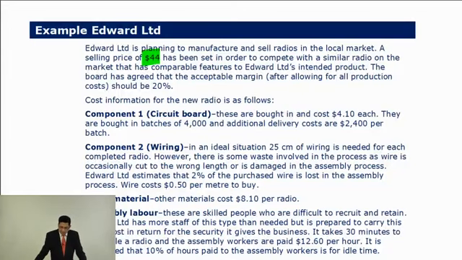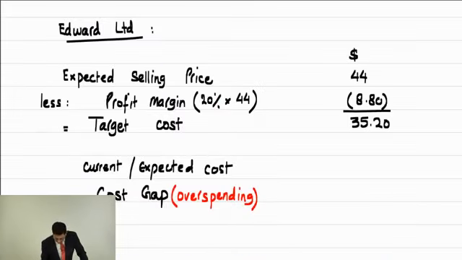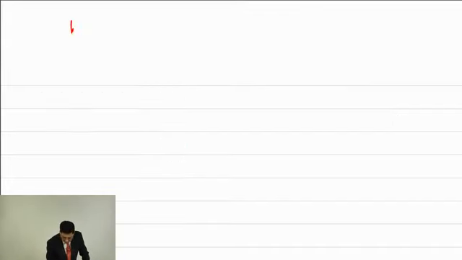Okay, let's have a look at the information provided. Cost information for the new radio is as follows, if they produce their own radio, the following costs. Component number 1, which is a circuit board. These are bought in and cost $410 each. They are bought in batches of 4,000, and additional delivery costs are $2,400 per batch. So here is the cost of component number 1. Now I'm calculating the current or expected cost of one radio as a working. Okay, so here we go. Working number 1.